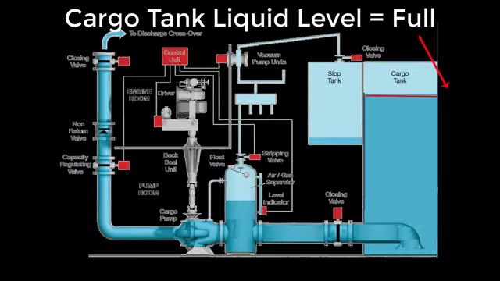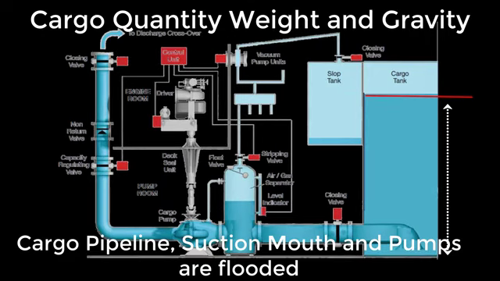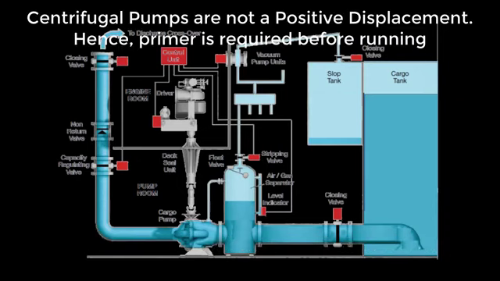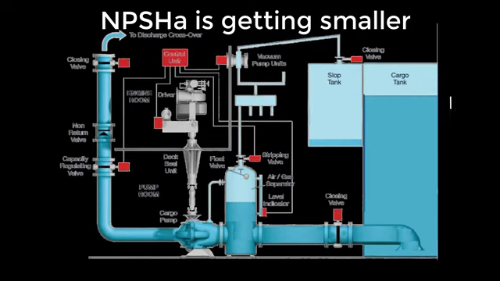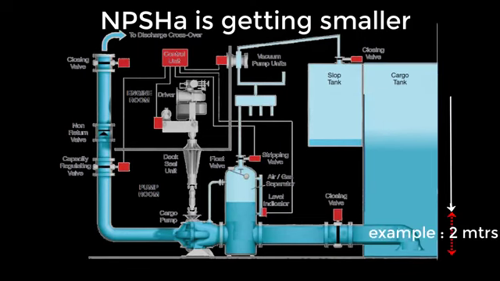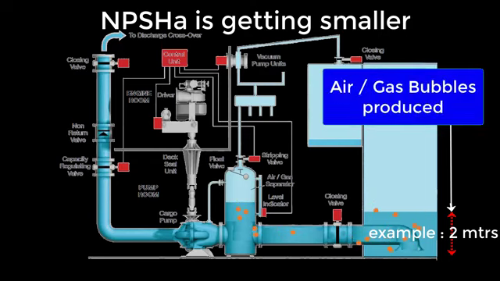When the tank is full, the cargo pumps are basically happy. Weight and gravity floods the pipe in full, and so with the cargo pumps. Take note that the centrifugal pumps are not a positive displacement type. Hence, a primer is required to run it. As the liquid goes down, let's say for example about 2 meters, as shown in this animation, the net positive suction head available is getting low further, and with such level, bubbles or gases or air are produced.